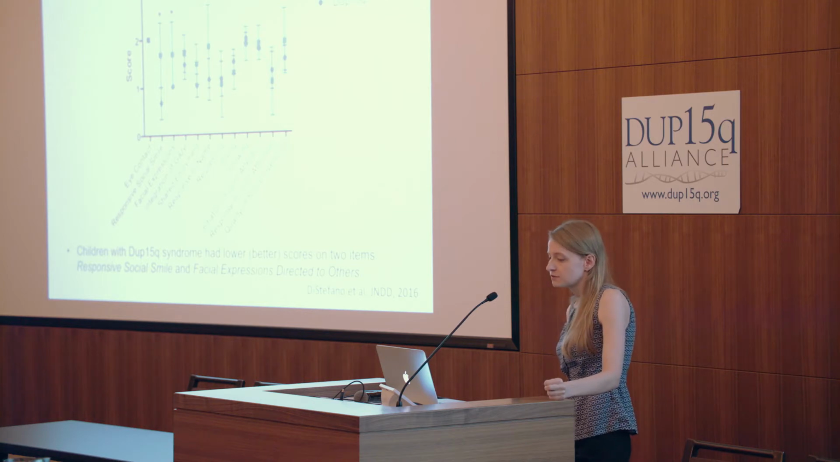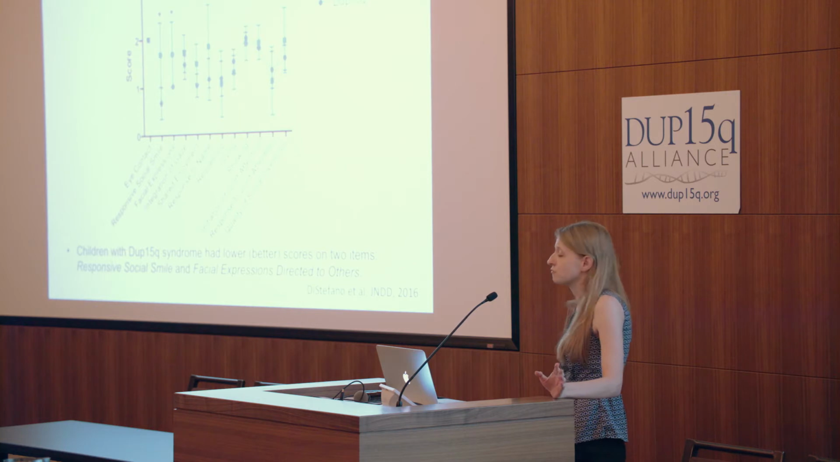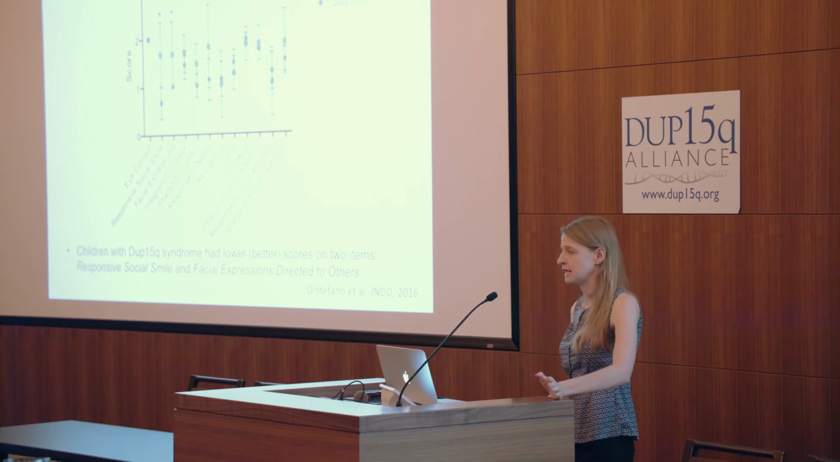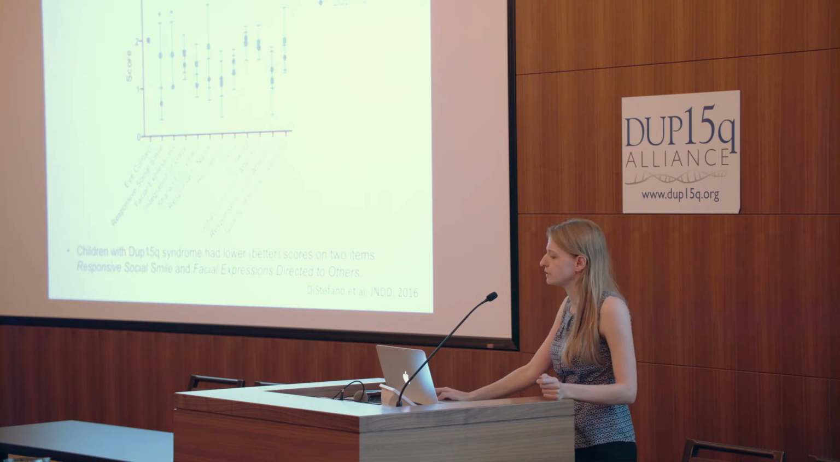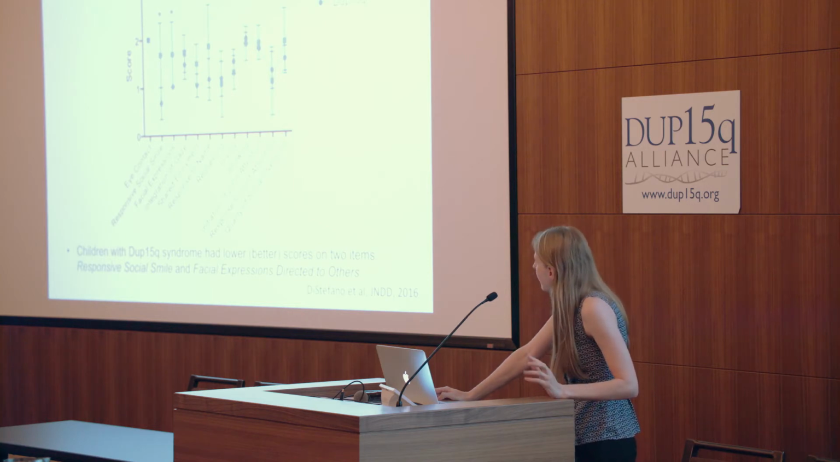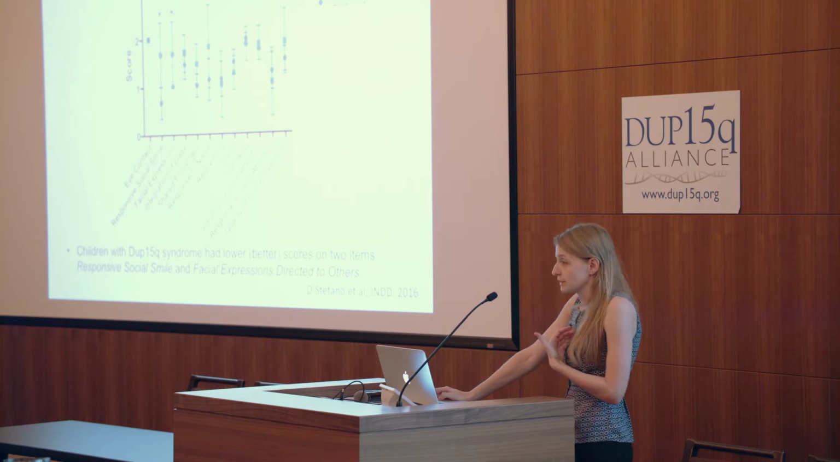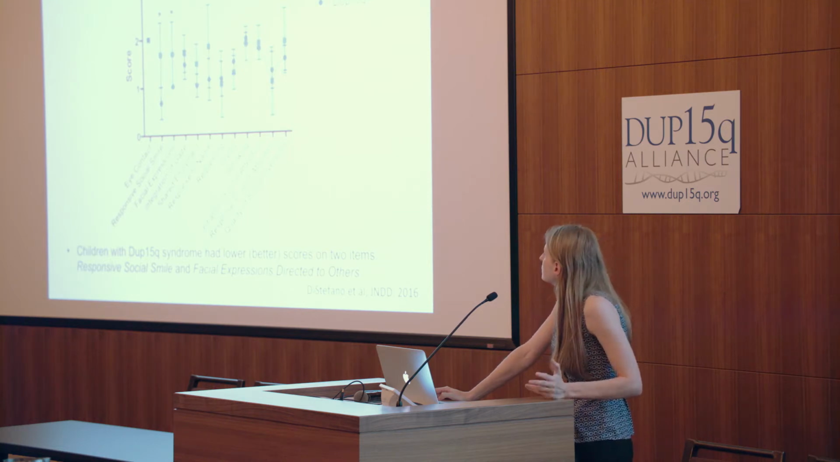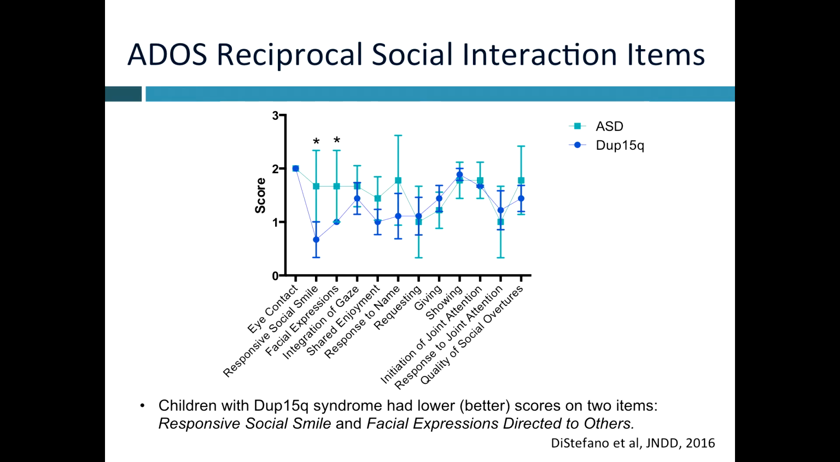So we looked specifically at the reciprocal social interaction items. If you have detailed questions about these, I'm happy to answer them, but I'm just going to go quickly through it. We looked at the scores on the reciprocal social interaction items, and the pattern that emerged I found really interesting. The kids with Duke 15Q syndrome had significantly better scores on 2 of the items, which were responsive social smile and facial expressions directed to others.